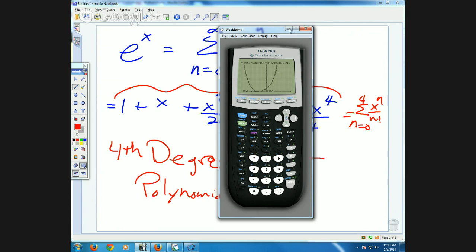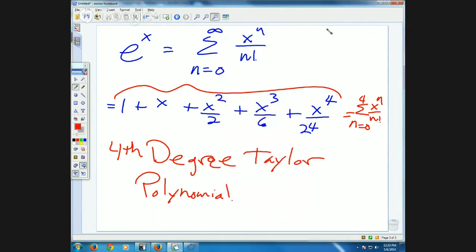Okay, new problem. What we're going to do is develop a 4th degree Taylor polynomial for the cosine of x.